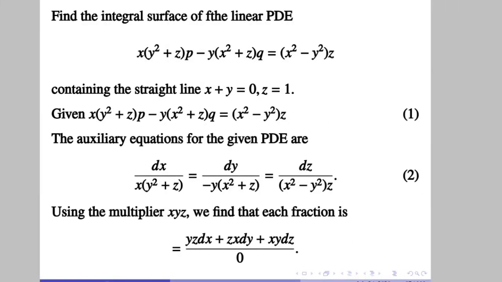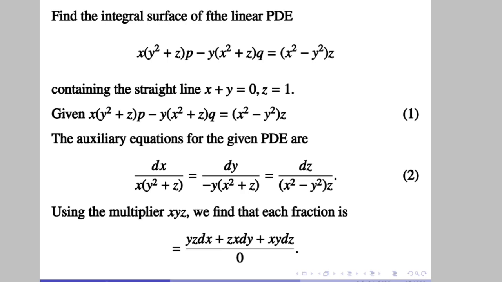So for this we have taken this problem as an example. Find the integral surface of the linear PDE x into y square plus zp minus y into x square plus zq is equal to x square minus y square z, containing the straight line x plus y is equal to 0, z is equal to 1. That is, the integral surface passing through the given curve. We are going to find the integral surface passing through the given straight line.